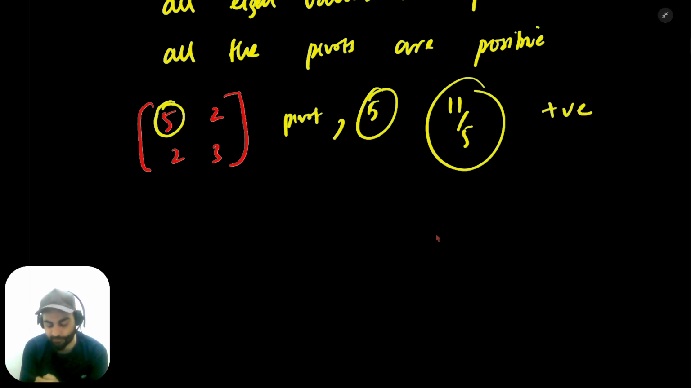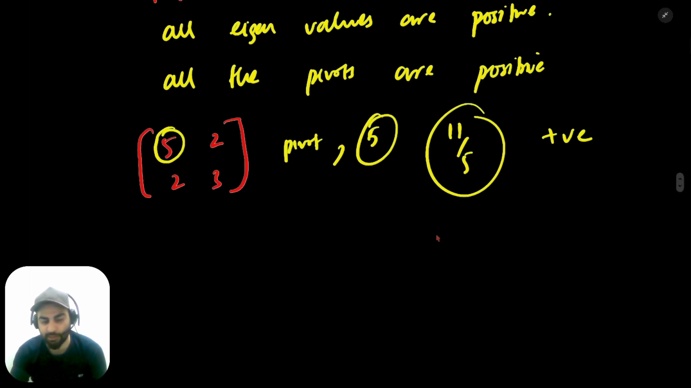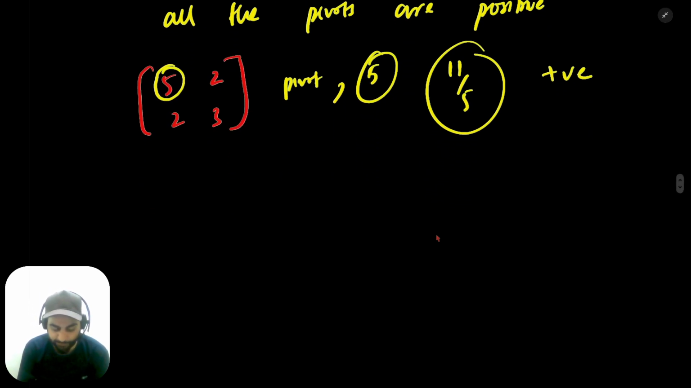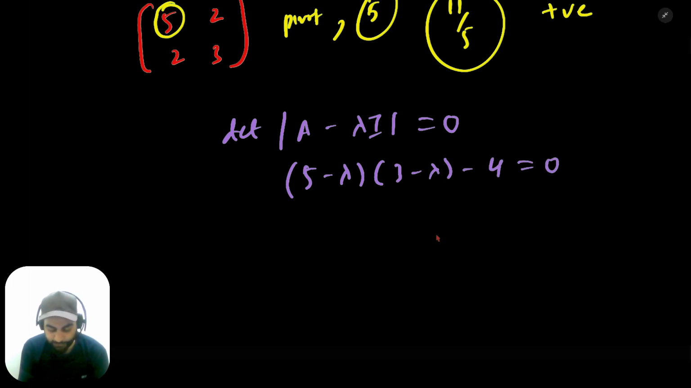So both of these are positive. So we'll call this a positive definite. And if you see the eigenvalues, let's calculate the eigenvalues even. I think it will be determinant of A minus lambda I should be equal to 0. That gives us (5 minus lambda) multiplied by (3 minus lambda) minus 4 is equal to 0. So I think it is lambda square minus 8 lambda, I guess, plus 11. Just check it once.